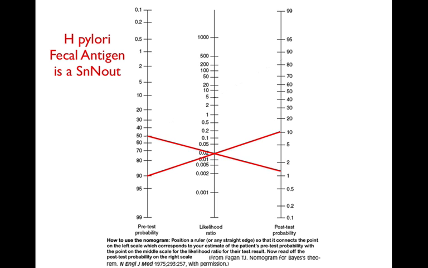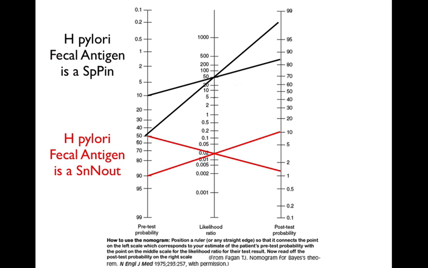So H. pylori antigen, fecal antigen, is a snout because the sensitivity is so high that a negative test virtually rules out the diagnosis. And that's because any test with a sensitivity that high that is negative is likely to be a true negative, not a false negative. So the H. pylori fecal antigen is both a spin and a snout. So it's a very helpful test.